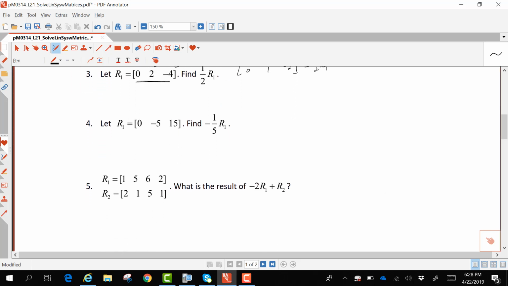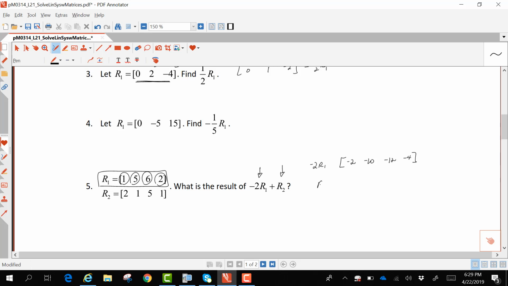Let's move down to number 5. It states to compute -2 times row 1 and then add it to row 2. Well, let's come up with -2 times row 1. Here's my row 1. I'm going to multiply every element in that one row times the number -2. -2 times this 1 is -2. -2 times 5 is -10. -2 times the 6 is -12. And -2 times the 2 is -4. That's the result of -2 times row 1.